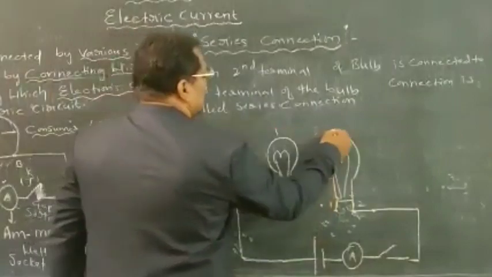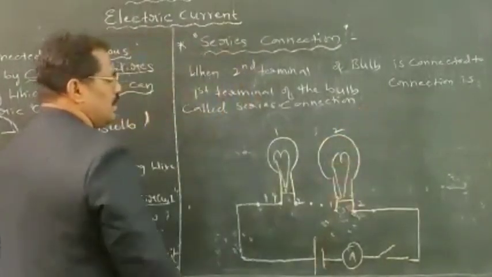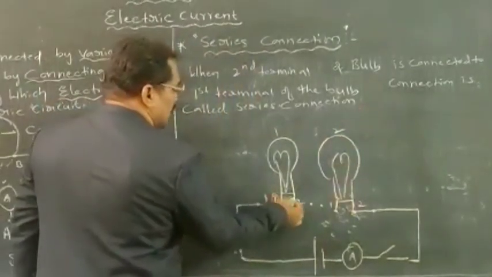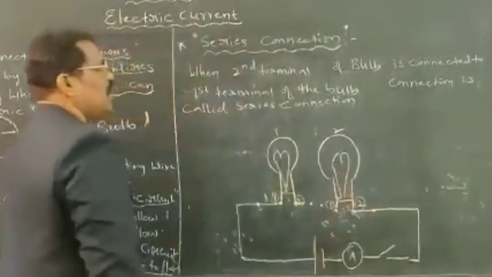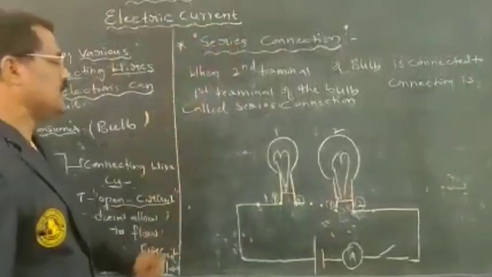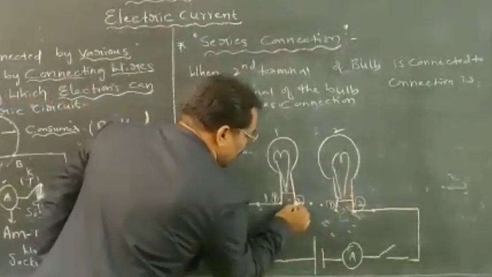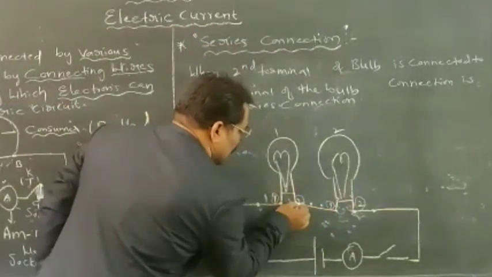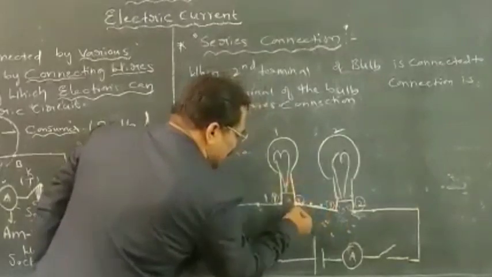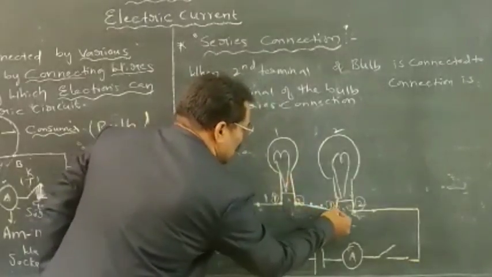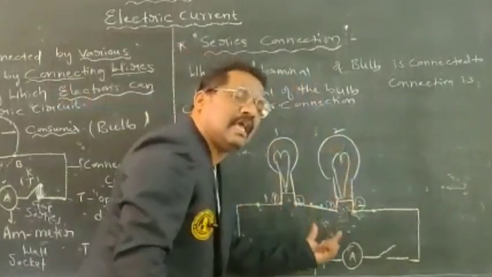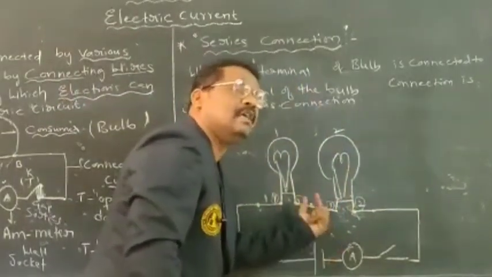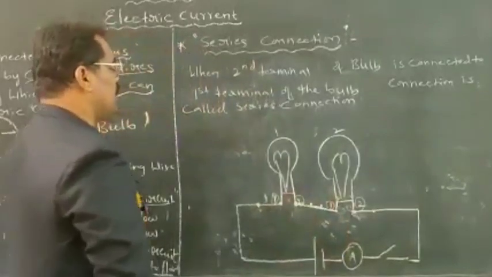Bulb 1 and bulb 2, each having two terminals, first terminal and second terminal. We call it a series connection when the second terminal of the first bulb is connected to the first terminal of the second bulb. Then we can say that this connection is a series connection.